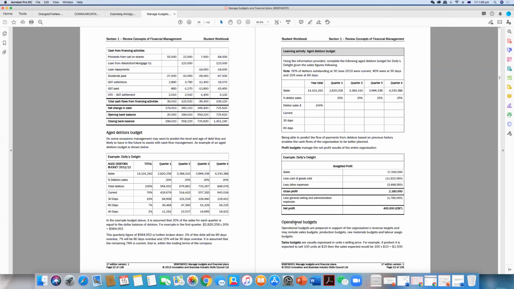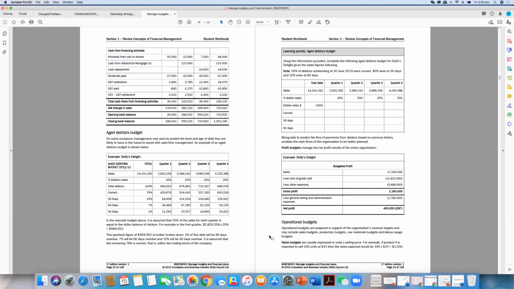And the operational budgets, they are all like a prediction. They are not the truth. You predict, you guess in the future, you will have this budget, what you want to spend. And operational budgets are prepared in support of the organization's revenue targets. They may include the sales budget, production budget, raw material budget, and the labor usage budget. So it's about the operation, that you produce.